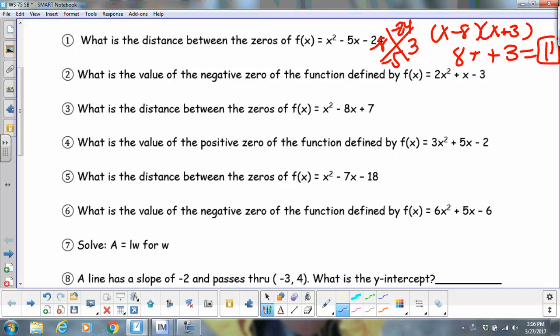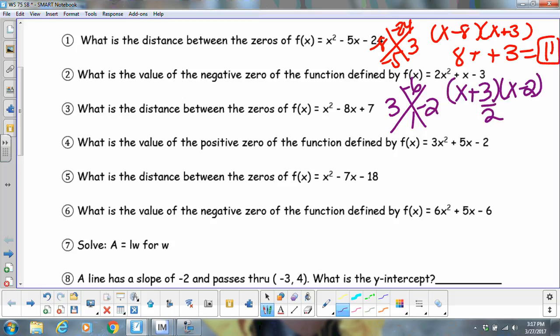Okay, number 2 is asking the value of the negative 0, so you're going to do the same thing. Okay, so I'm going to have a negative 6 and a positive 1, so that's 3 and negative 2. Those are going to be divided by 2, which makes our zeros negative 3 over 2 and positive 1. And since it's asking for the negative 1, we throw out the positive, and our answer is negative 3 over 2. Okay, number 3 is just like number 1.